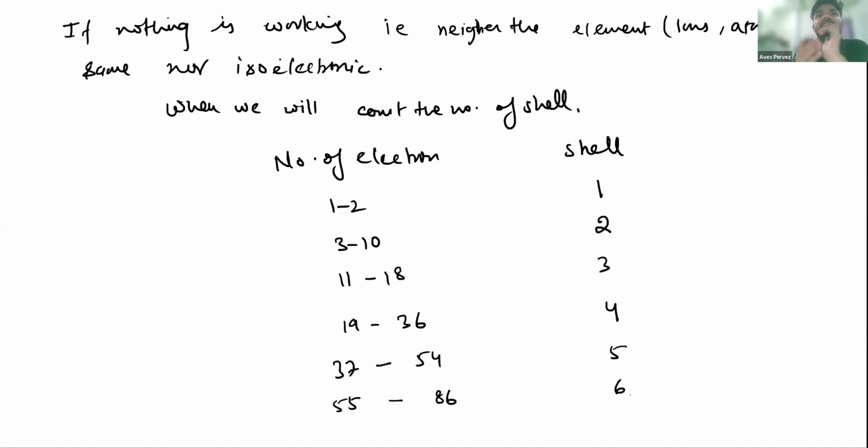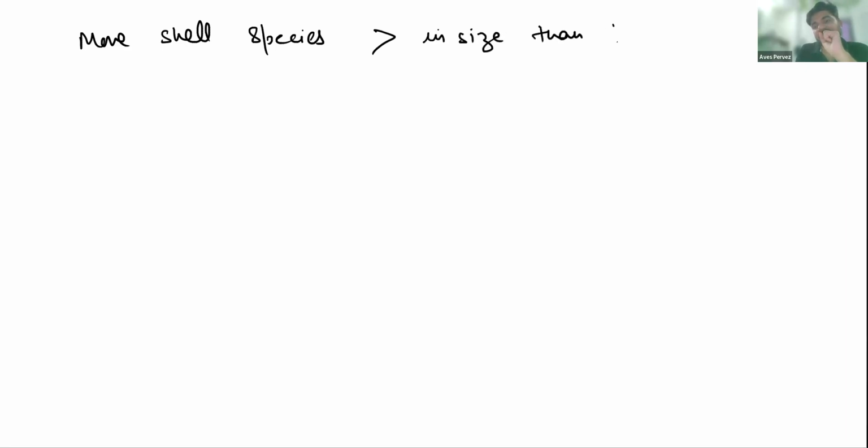If you're talking about that, more shell species is always greater than less shell species if they don't have charges. So note it down: more shell species will be greater in size than less shell species. Got it?